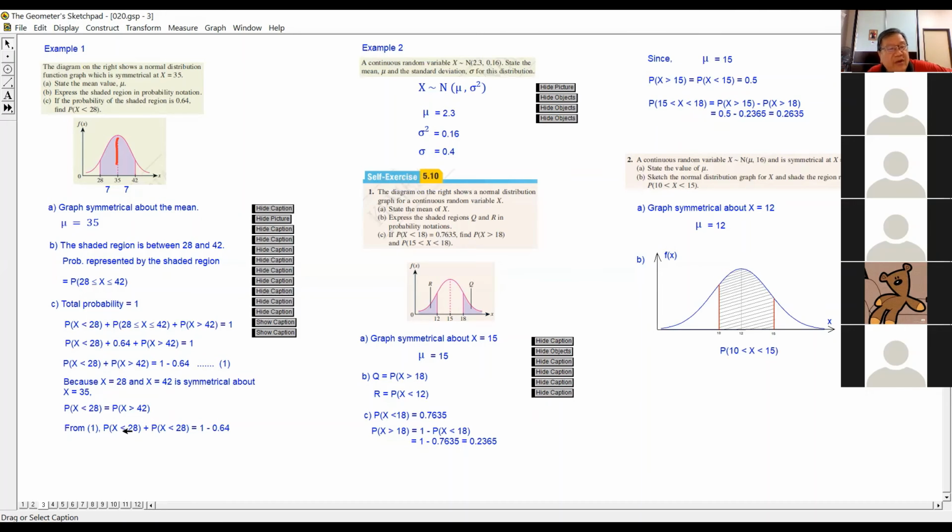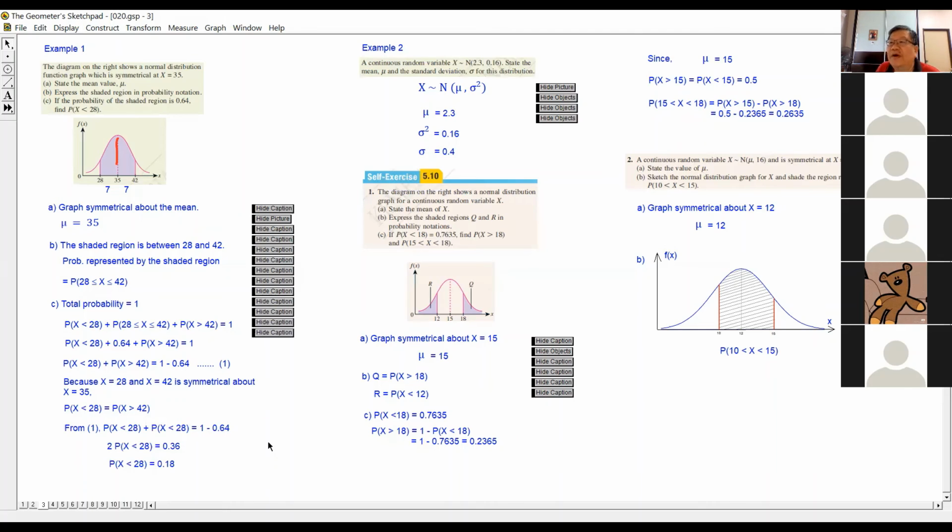So probability of less than 28 plus the other area here, also the same as the probability less than 28, they are equal to 1 minus 0.64. So twice the area of less than 28 is 0.36. These two areas add together is 0.36. Why 0.36? 1 minus 0.64. So if I want to know one area, how to find? Just divide by 2. So I divide by 2, I get 0.18.